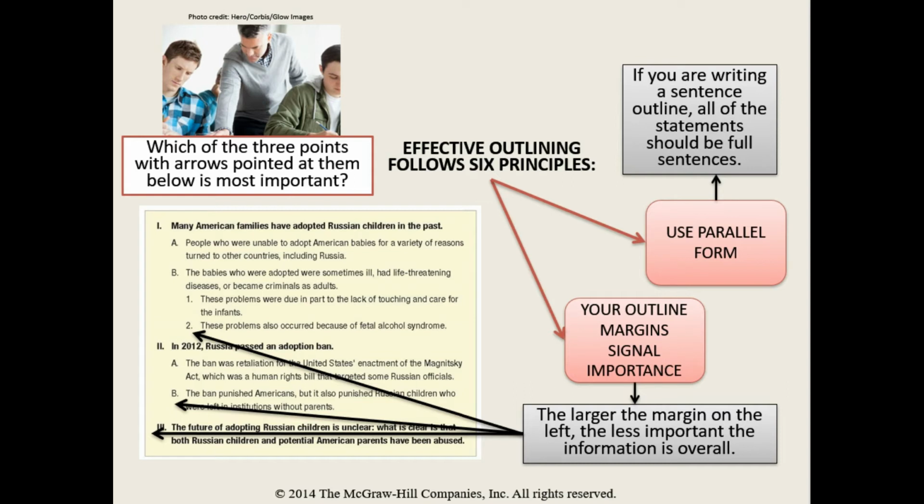Your outline margins signal importance. So in other words, think about those Roman numerals. Here's that outline I was saying that you're going to see. The Roman numerals, the header, the subpoints, and the subpoints. So the further indented it is, the less importance it is to the overall speech.